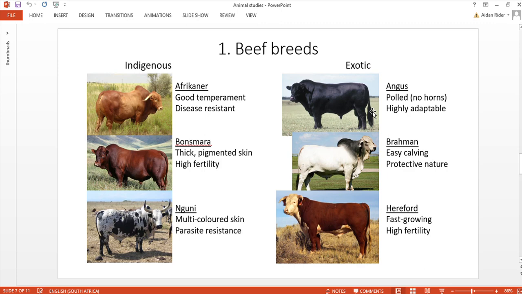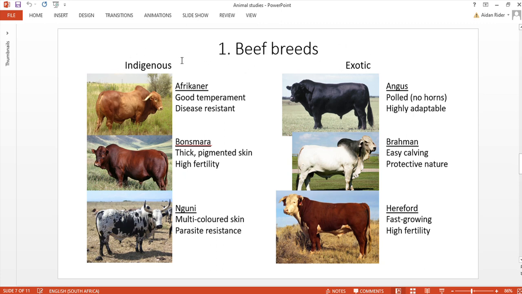Then with the cattle, we can also divide the different breeds into what they're used for. So as we mentioned in one of the previous slides, we use cattle for beef, for meat. We eat them for meat, and we also use them for milk. So we have beef breeds and we have dairy breeds. First of all, the beef breeds: we have those that are indigenous and those that are exotic.